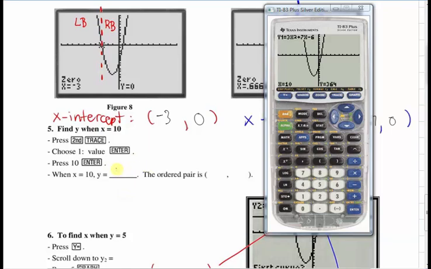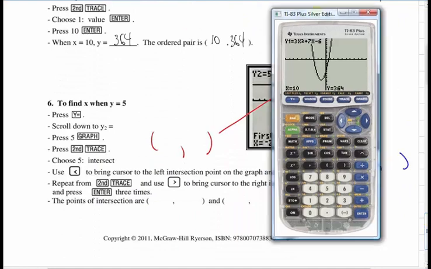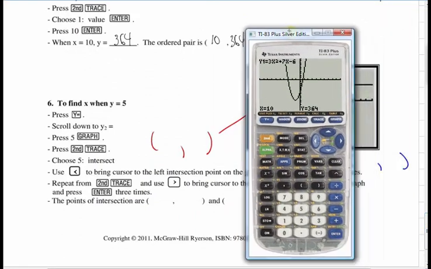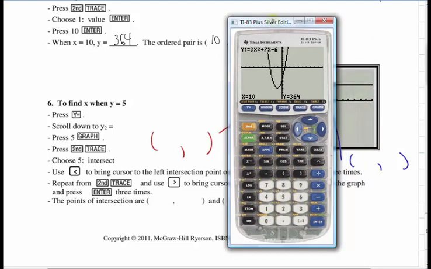Okay, so you go 364, and your ordered pair is 10 and 364. Okay, and the last thing that you will need to know how to do for any work that we're going to do after this is how to find x when y is equal to 5.